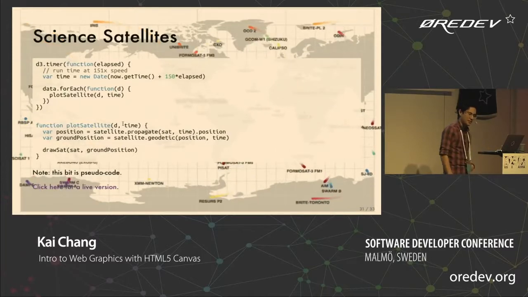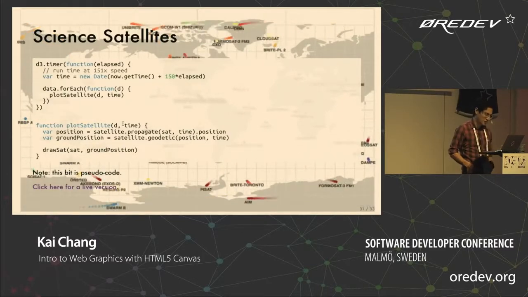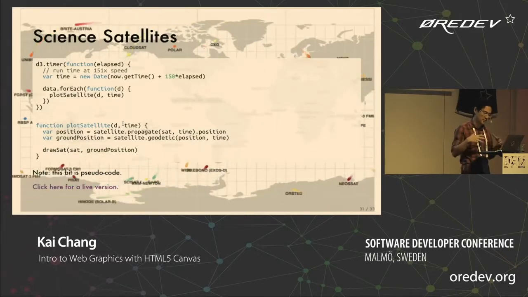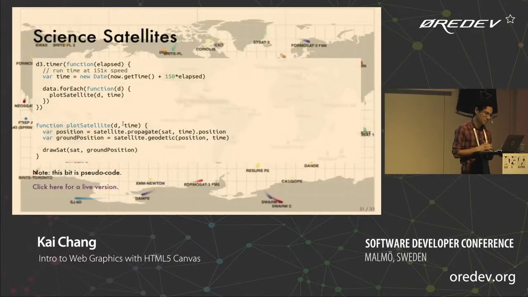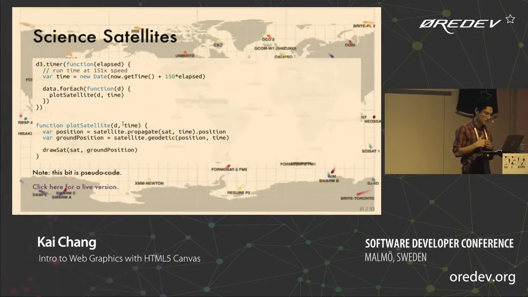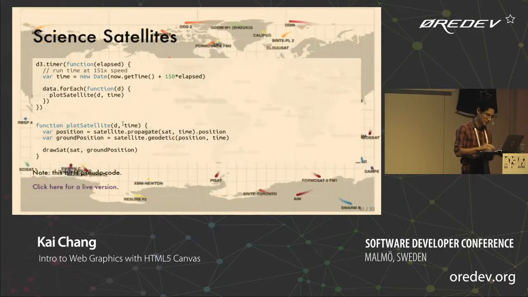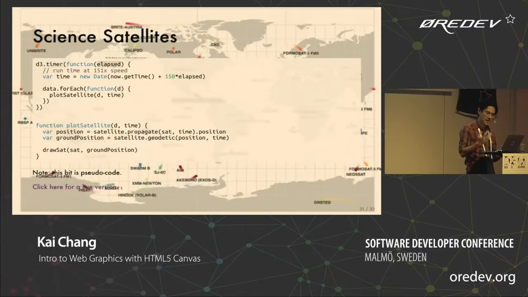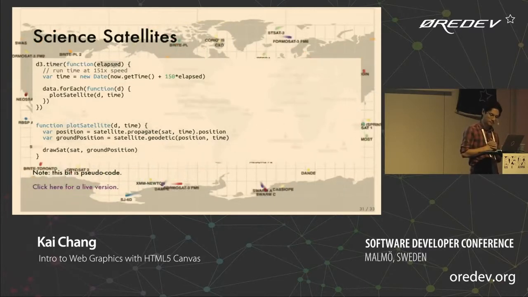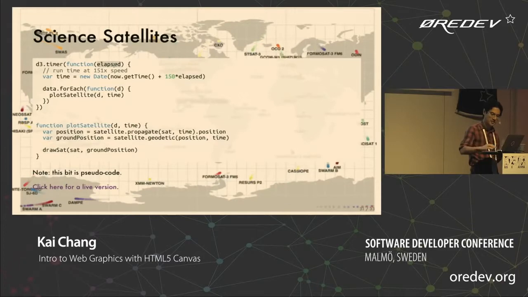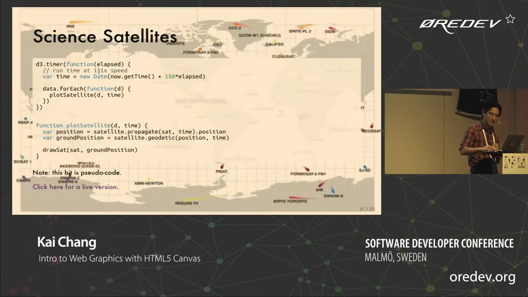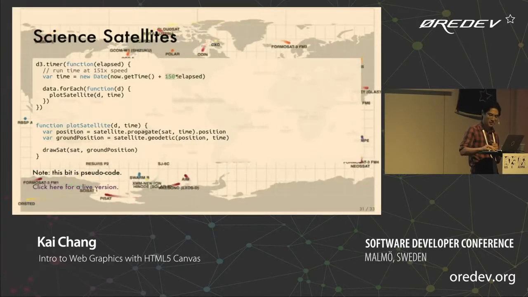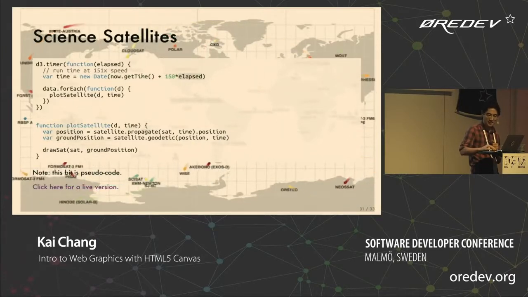This is the example that we'll pull up and play around with some coding. These are some science satellites, and this is bringing together a couple of different techniques we've just talked about. So here we're using animation again, so D3 timer. We're taking the time elapsed in this animation and running it at 150x speed by creating a new date and multiplying by 150 and adding that to the current time.